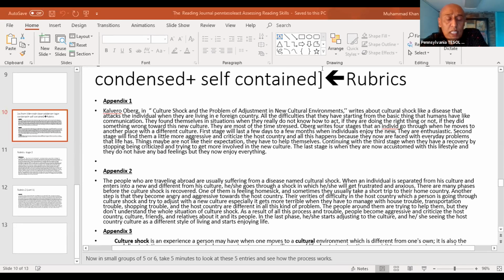As far as the voice, I think you didn't ask for the voice in this one, Appendix 1. You asked for self-contained. To some extent, I would say yes, but not a completely self-contained text. That's what I see. That's an interesting observation. Anyone else want to say something about Appendix 1?